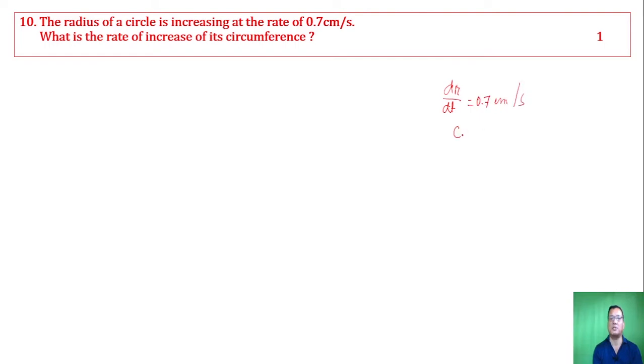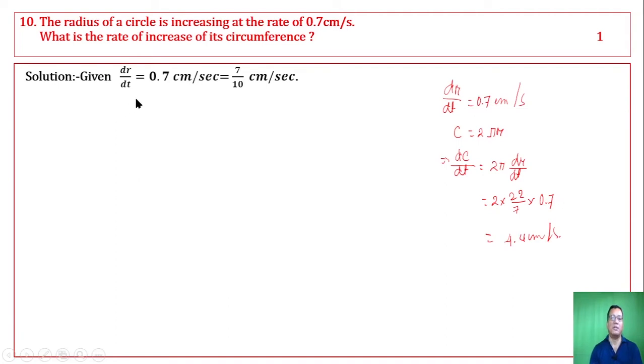The circumference C is 2 pi r. As the radius increases, the circumference also increases. The derivative of C is 2 pi times dr by dt. The value of pi is 22 by 7, and r is 0.7, which gives 4.4 centimeter per second.